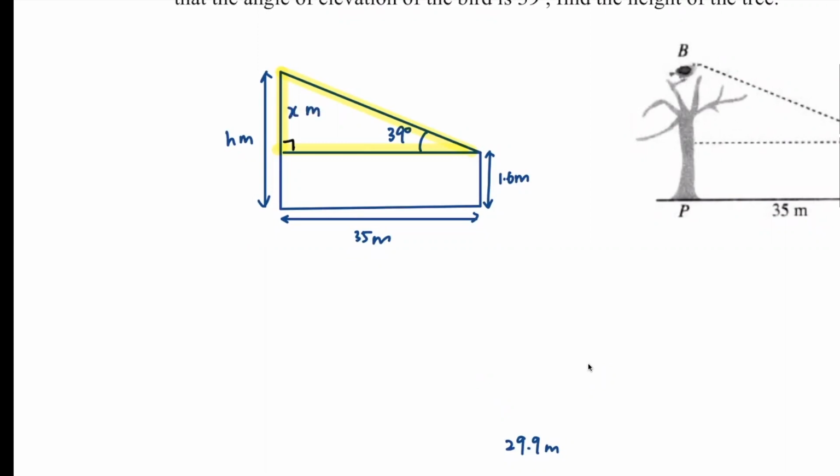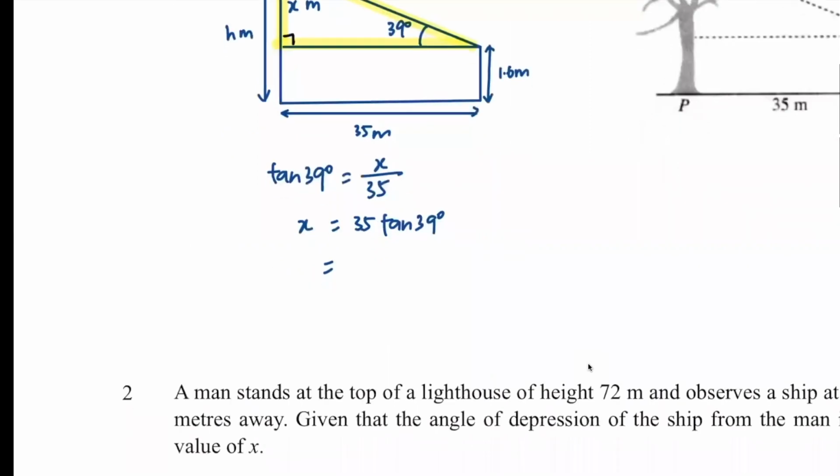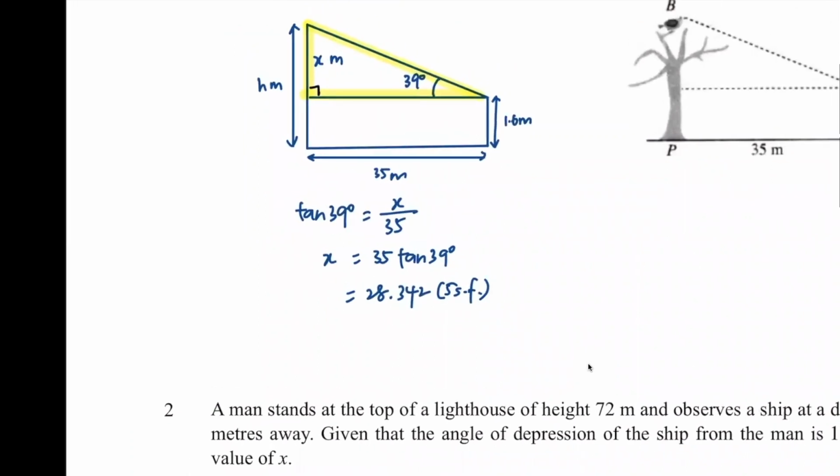According to what you know, tangent 39 degrees is opposite over adjacent. So opposite is x, adjacent is 35. So you can find x by taking 35 times tangent 39. Bring the 35 over. You should be able to get 28.342, 5SF. That's the value of x.